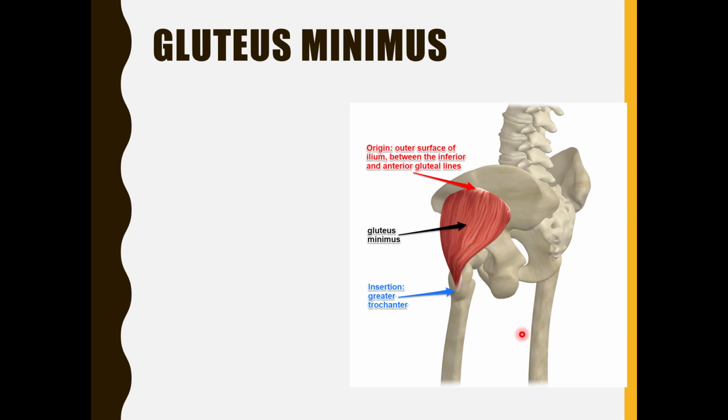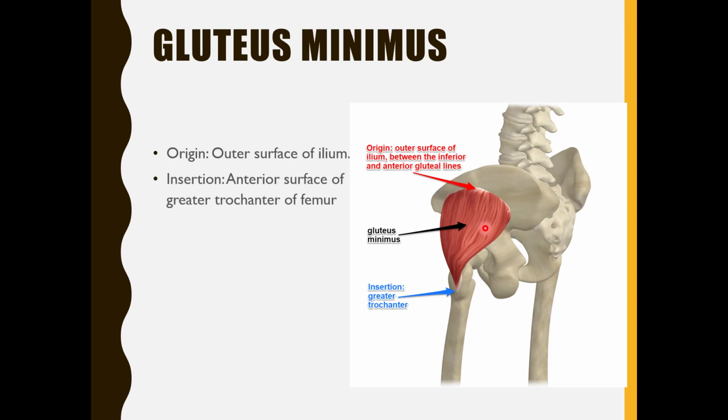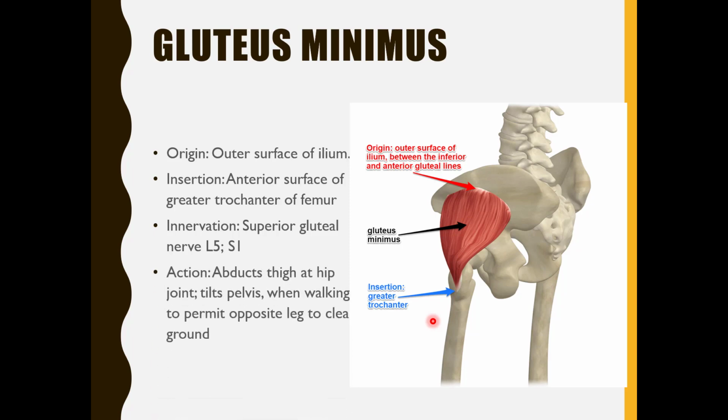Now the gluteus minimus muscle. It is the third gluteal muscle. See here, it originates from the outer surface of the ilium. It is inserted over the anterior surface of the greater trochanter of the femur. It is innervated by the superior gluteal nerve, just like the gluteus medius muscle, by L5 and S1. Along with the gluteus medius muscle, it will abduct the thigh at the hip joint and tilt the pelvis when walking to permit the opposite leg to clear the ground.